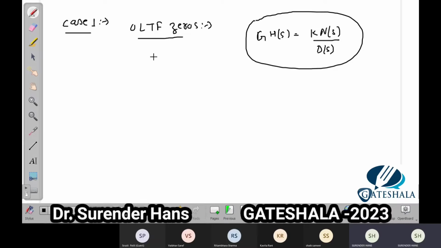Correct. So now G(s)H(s) is equal to K N(s) divided by D(s). This is the open loop. That is given. Clear? So now, what are my open loop transfer function zeros? Open loop transfer function zeros, that gives me K N(s) is equal to 0. Means numerator gives me the zeros, denominator gives me the poles.